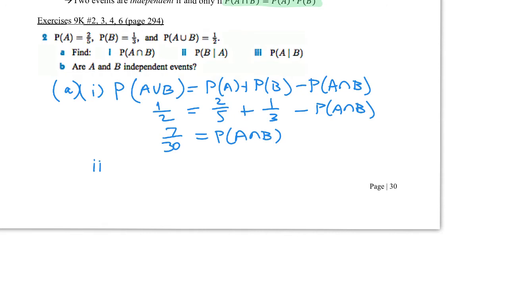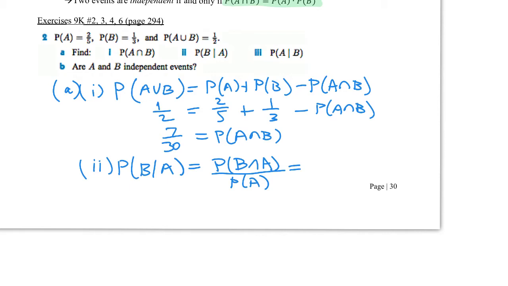All right, part A 2, the probability of B given A. Well, you've seen that as a formula before. In conditional probability, if you're using a formula, you put the intersection probability in the numerator and the given event probability in the denominator. So the B intersection A probability, we would have just found in the previous part as 7/30. A's probability is 2 out of 5.